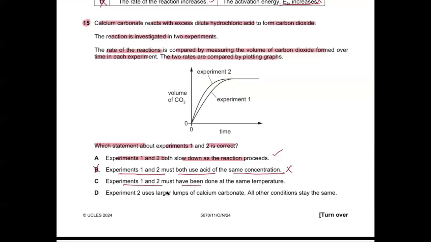Experiment one and two must have been done at the same temperature. Yes, this might also be incorrect, because if the concentrations are the same and the temperature is different, again we get different gradients. If the temperature is the same, then the difference is in concentration. So either could be the case. So C and D both go wrong. Experiment 2 uses larger lumps of calcium carbonate. If they used larger lumps, the gradient of experiment 2 would not be greater, but smaller. So that goes wrong as well. Hence, A is your correct answer.